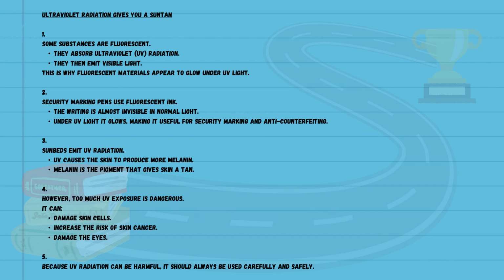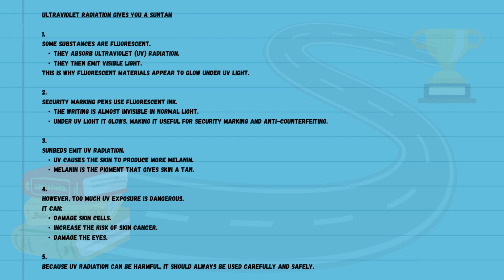Ultraviolet radiation gives you a suntan. Number 1, some substances are fluorescent, meaning that they absorb ultraviolet UV radiation and emit visible light. This is why fluorescent materials appear to glow under UV light.